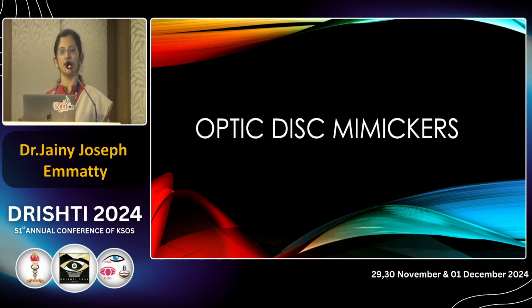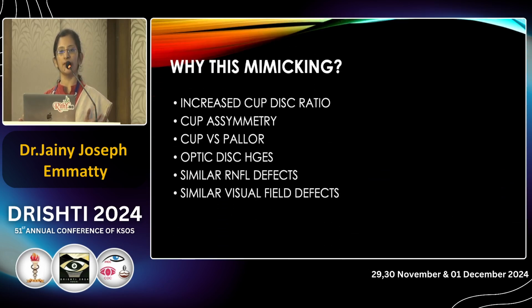So what are the disc mimickers and why do they mimic glaucoma? The main thing is that either the cup disc ratio is very large or there will be a cup asymmetry, and whether it's cup or whether it's pallor, we are still confused. And the hemorrhages, RNFL defects and visual field defects can all be seen in other conditions which may mimic glaucoma. So it's very important to differentiate each condition.